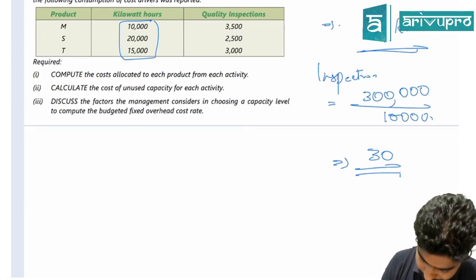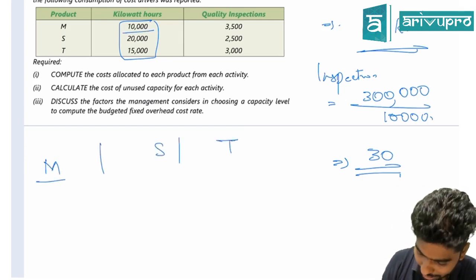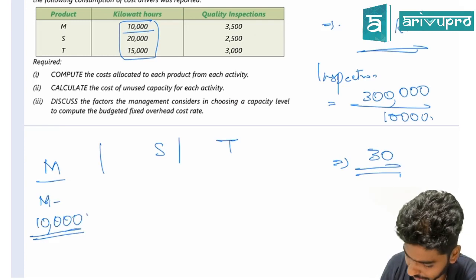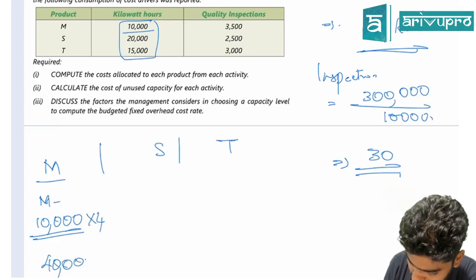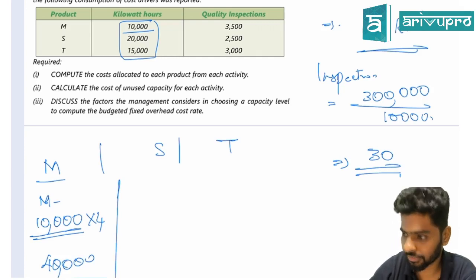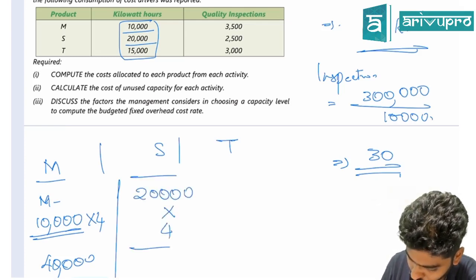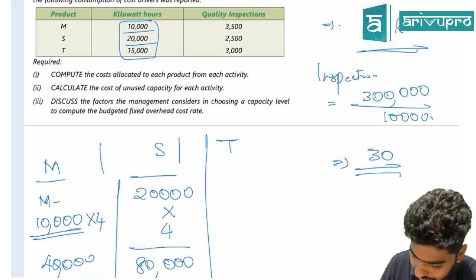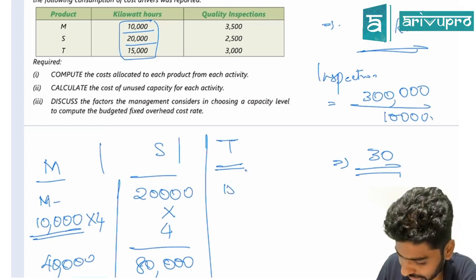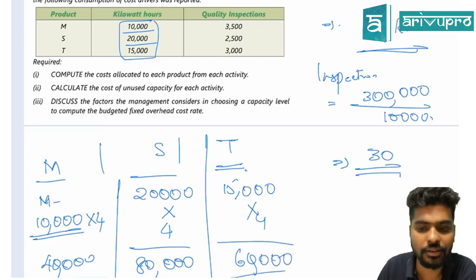Right? Now see here, I have 3 products MST. M is taking how many machine hours? 10,000 kilowatt hours, and per hour it is 4. Therefore, the cost which has to be allocated to M will be 40,000. Correct? For S, it's going to be 20,000 into 4, which is 80,000. And for T, it is how much? 15,000 into 4, which is 60,000. Are you guys clear?